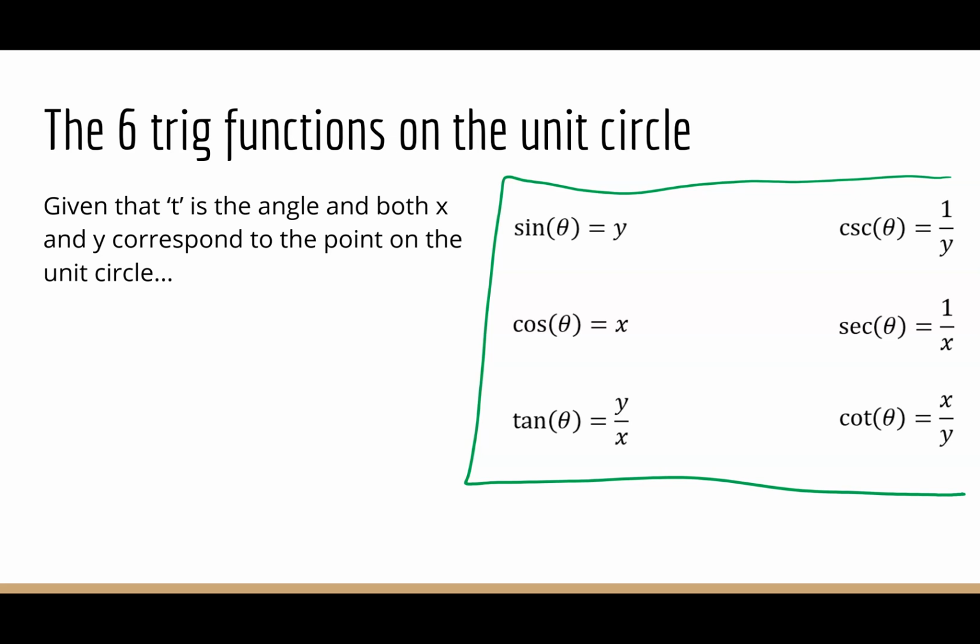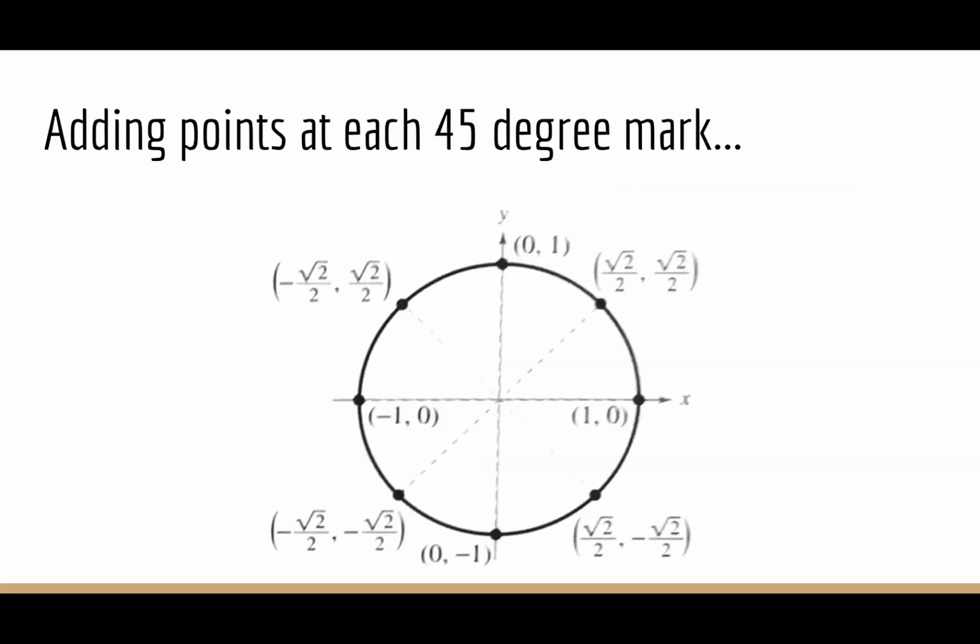So the points on the unit circle, the handout I gave, essentially gives the usual points that we use. Okay, technically there's an infinite number of points on the unit circle, but obviously we can't do that. So what we do is we have the 45-degree marks. So starting at 0, 45, 90, and so on.